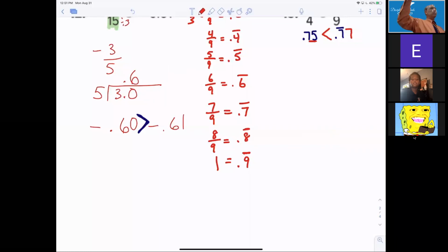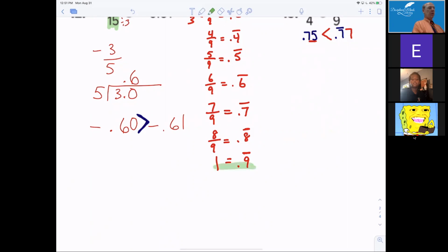So next year when you come to my algebra class, I'll show you. I'll prove to you that it's equal to 1. All right, but right now, we don't really have the ability to know that. But I want you to know 0.9 repeating is the same as 1. That's a very strange concept in math. It doesn't even look right. 0.9 repeated is the same as 1.